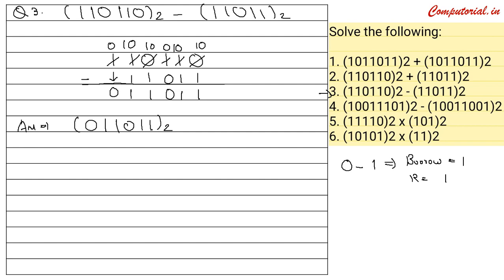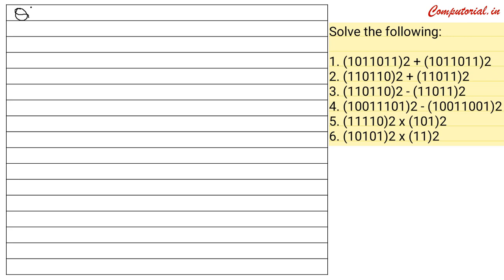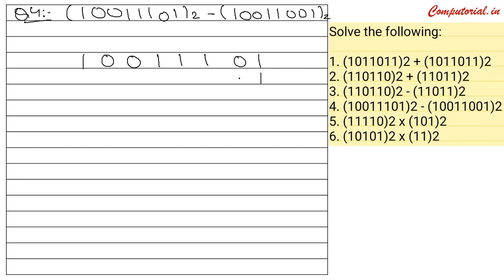Now let's move to question number 4. Again a simple question of binary subtraction. Well, it is 10011101 with a base of 2 subtracted by 10011001 with a base of 2. So now I am writing the numbers one by one properly. So first we will note down the first number 10011101. Then second number from this side, that is 10011001, and then the sign of minus.